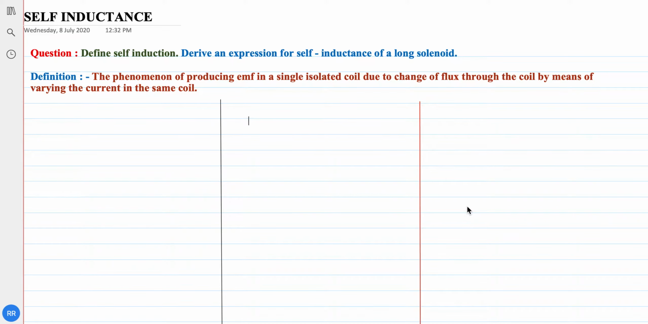Going to discuss again a very interesting article for you. This is the second subtopic of the part inductance, and this is called self-inductance. So the probable questions that can be asked from this area are: define self-induction and derive an expression for self-inductance of a long solenoid. But I will further extend these articles according to the NCERT text.